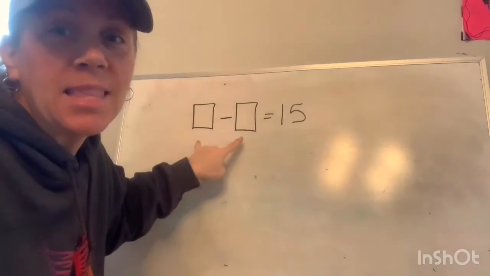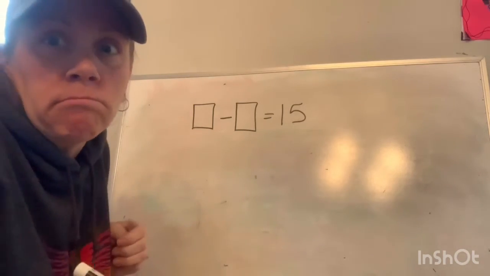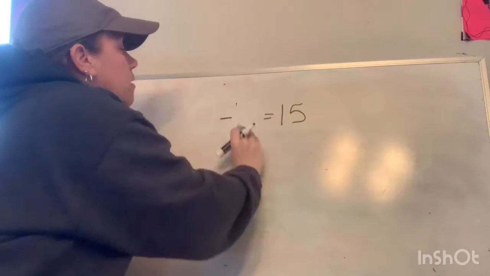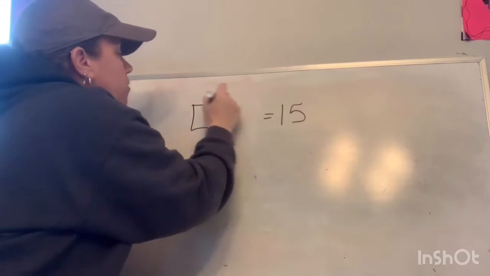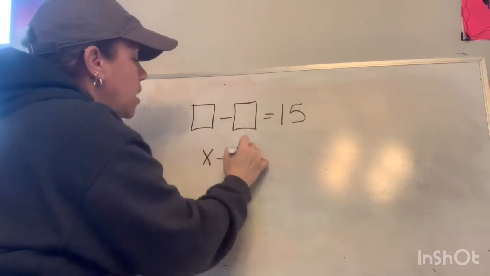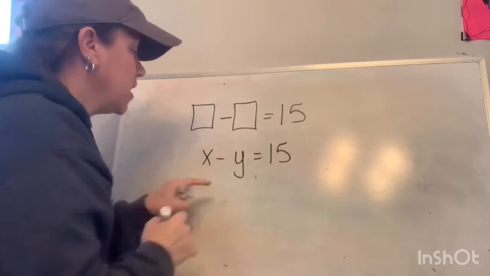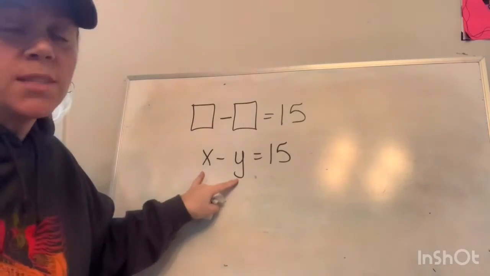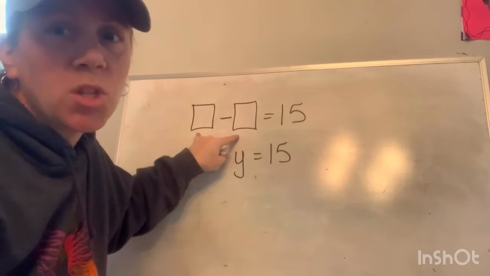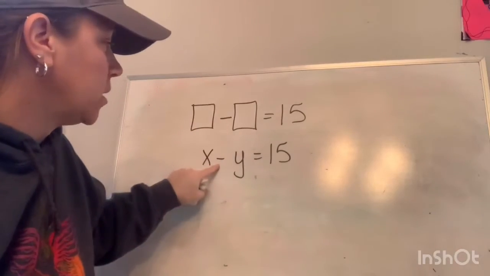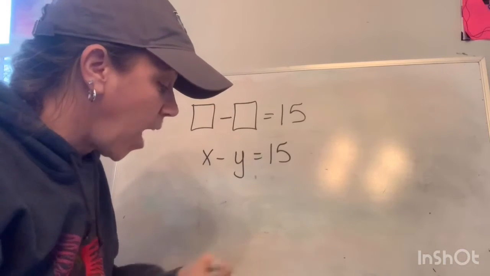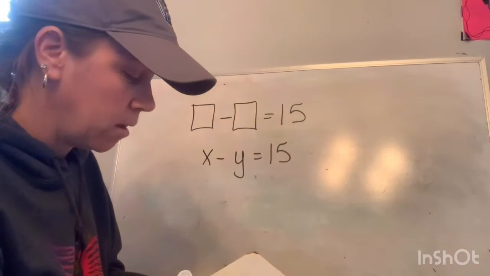But we can represent these boxes with letters, and we call them variables. We've talked about that before in class. So I'm going to keep those boxes up there so that you can see. But when you're big, you write it like this: X minus Y equals 15. And these two letters represent some numbers that we don't know yet, just like the boxes represent numbers that we just don't know. We don't know what they are, but we do know that when we subtract them, we get 15, okay? And then it says the product of the numbers is 700.